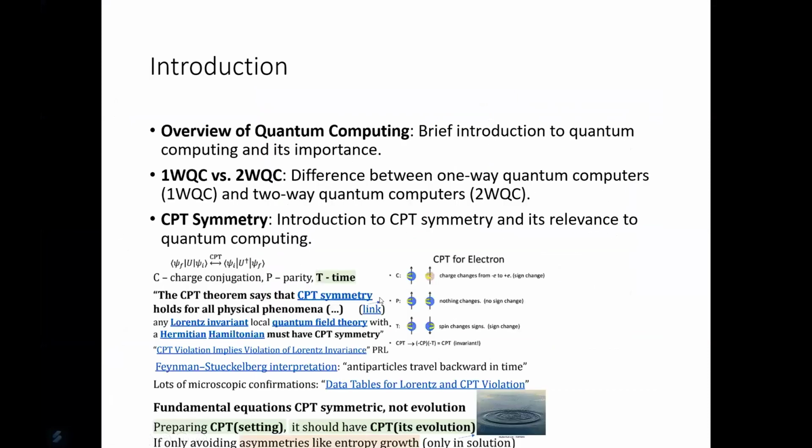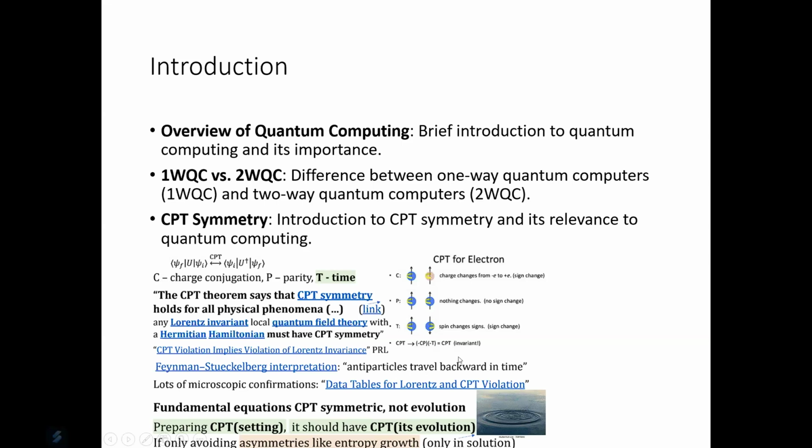So my colleagues already discussed what quantum computing is and the basic differences between a one-way quantum computer and a two-way quantum computer. Now the main topic, CPT symmetry, is a very relevant term in quantum computing, and this is the backbone behind two-way quantum computing. This is charge conjugation, parity, time, and it holds for all physical phenomena, as has already been discussed by other scientists as well.